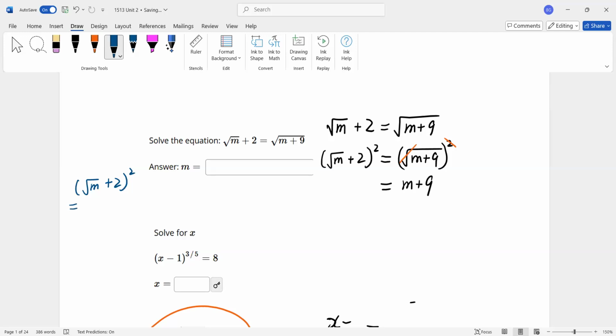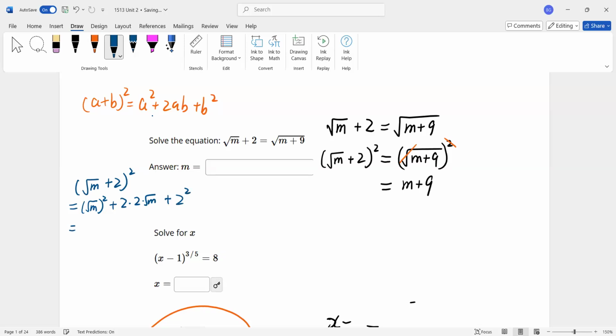You can use FOIL, or you can use the formulas you learned from Foundation 2, right? The formula I'm talking about is this: A plus B to the power 2 equals A squared plus 2AB plus B squared. And I'm going to use that formula. This square of a binomial sum equals a perfect square trinomial. So we have root m to the power 2 plus 2 times the multiplication of the two terms in the parentheses, so 2 times root m, and then plus 2 squared.